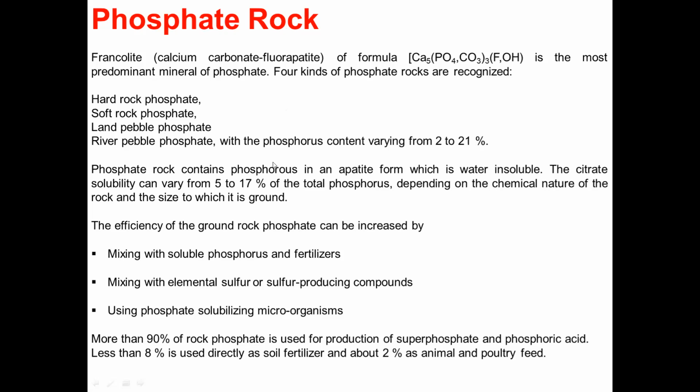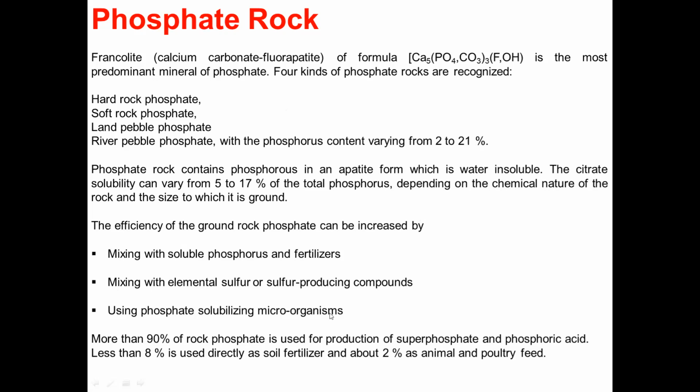Then phosphate rock contains phosphorus in an apatite form, which is water insoluble. The citrate solubility can vary from 5 to 17% of the total phosphorus, depending on the chemical nature of the rock and the size to which it is ground. The efficiency of the ground rock phosphate can be increased by mixing with soluble phosphorus fertilizers, mixing with elemental sulfur and sulfur producing compounds, and using phosphate solubilizing microorganisms.